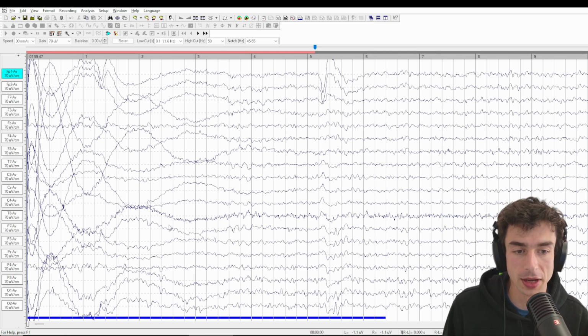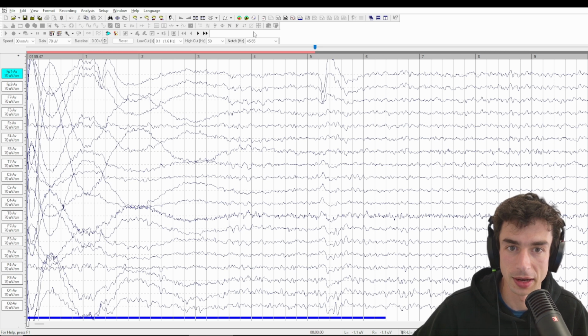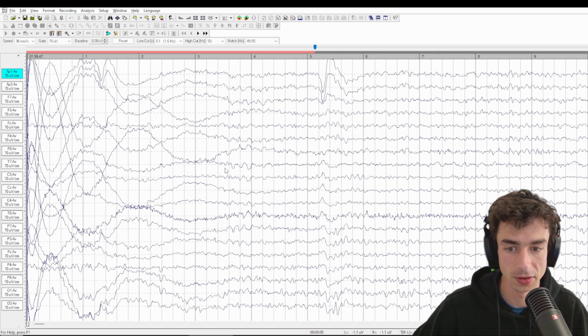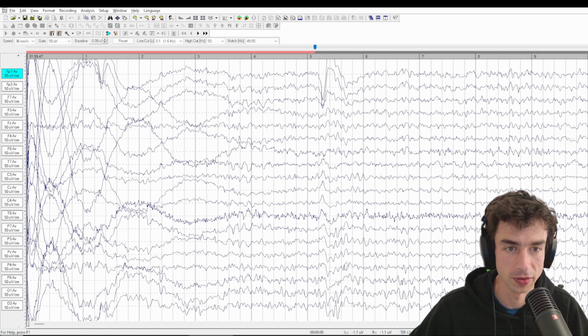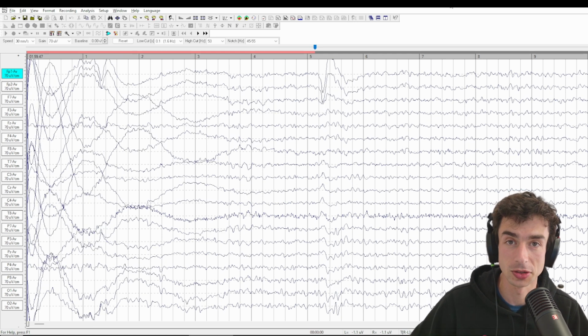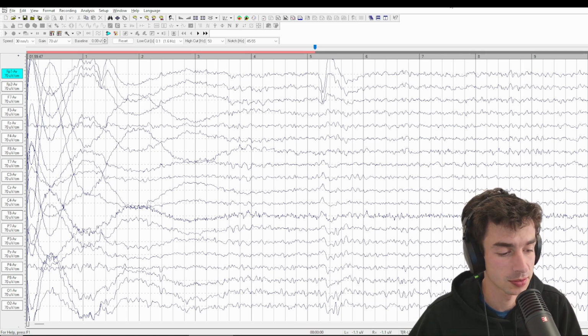This is 19-channel EEG. I've undone any of the ICA analysis, and I'm also going to clear all of the artifacts that have been marked here. And we're just going to start scrolling through and seeing what story this brain has to tell us.